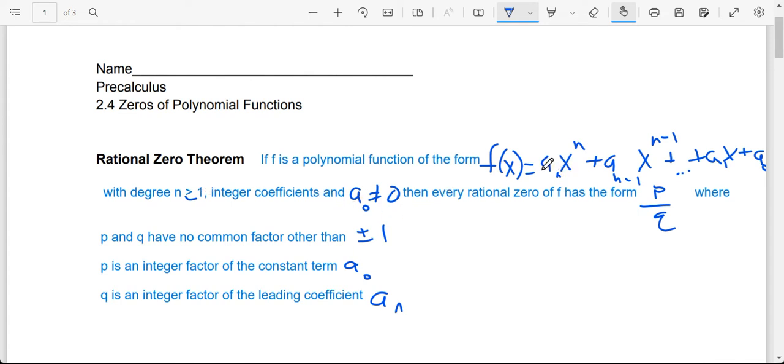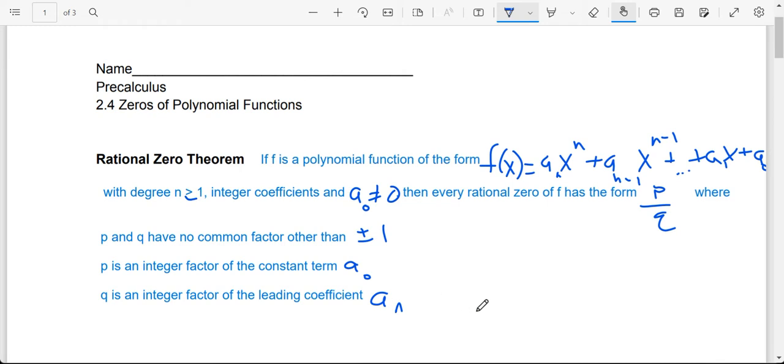Integer coefficients, meaning the numbers in front of the x's are all integers, and a sub 0 is not 0, meaning this number right here is not 0, then every rational zero of f is of the form p over q, where p and q have no common factor other than 1. P is an integer factor of constant term a sub 0, and q is an integer factor of leading coefficient a sub n. What does that mean?